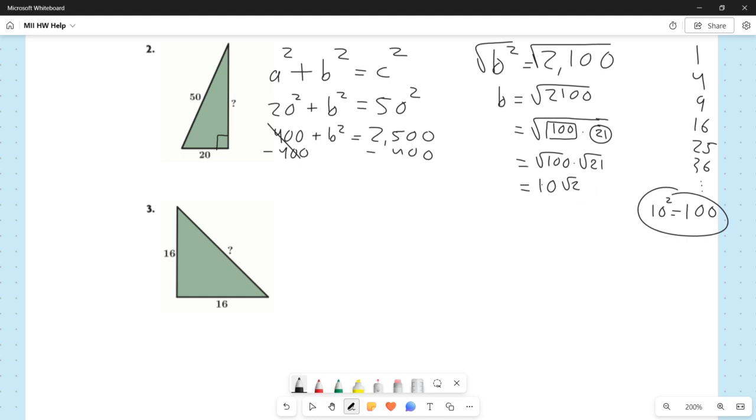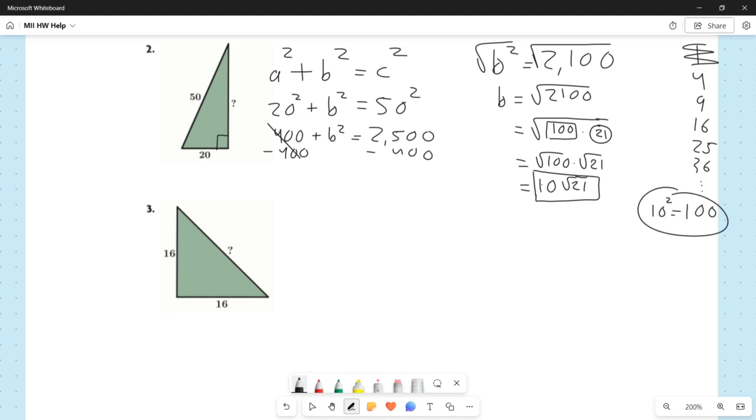And then the root 21, there's not really anything we can do with that because there's no square number other than 1. I don't really care about 1. There's no square number larger than 1 that divides evenly into 21. And so the square root of 21 is sort of trapped underneath the square root. There's not really anything that we can do about that. So what that means is our final answer here is 10 root 21.